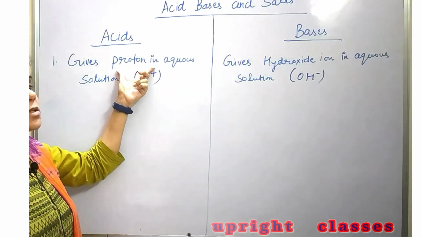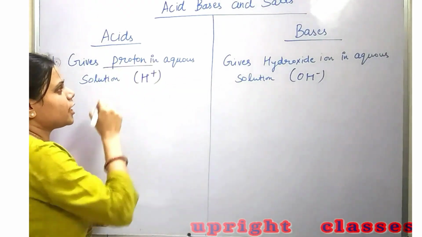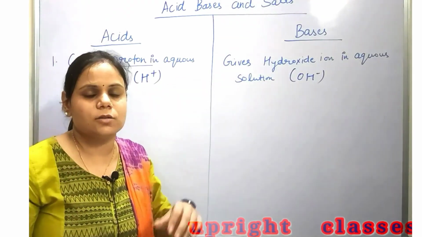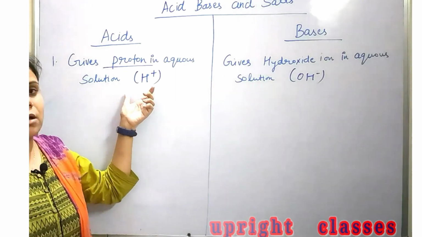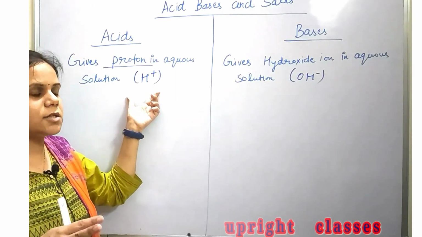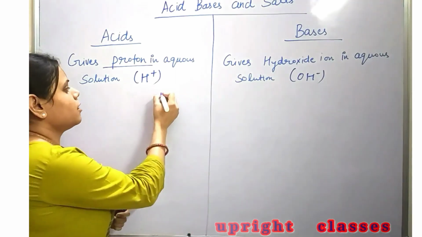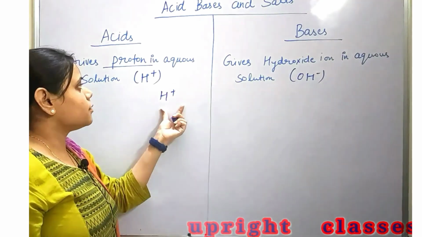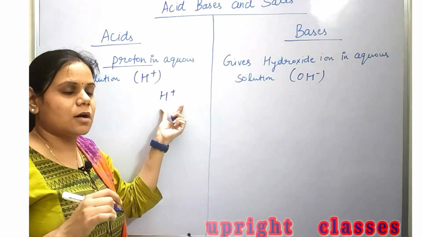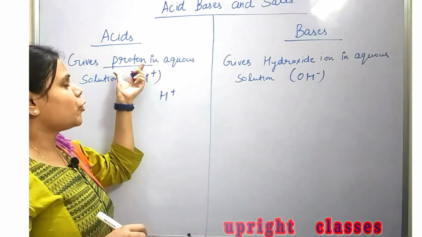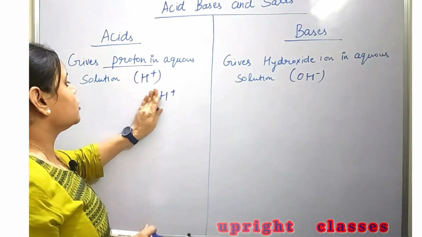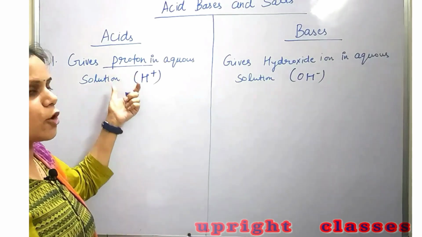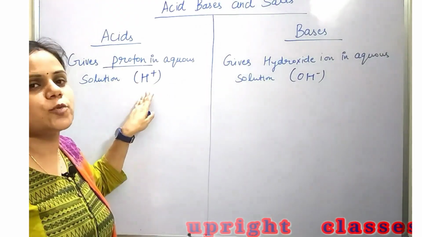Here, proton is generally used in the ICSE board. It is not generally used in CBSE. In NCERT, generally the H+ ion, the hydrogen ion symbol, is given. But in ICSE textbooks, proton is mentioned. So you must know about proton also. Proton is nothing but the H+ ion.